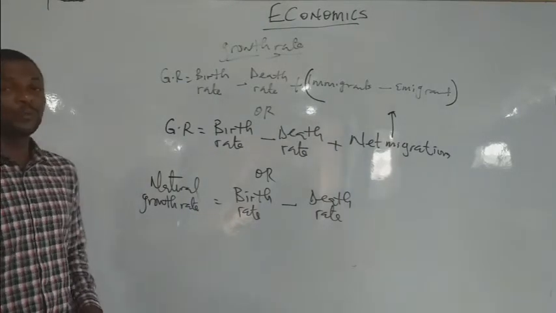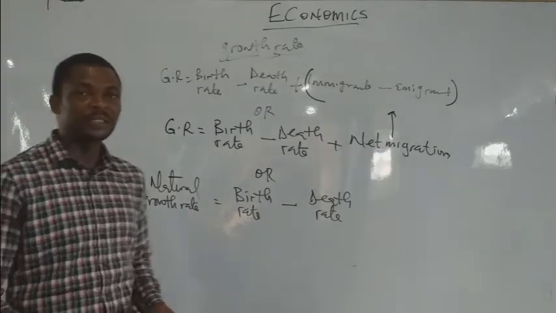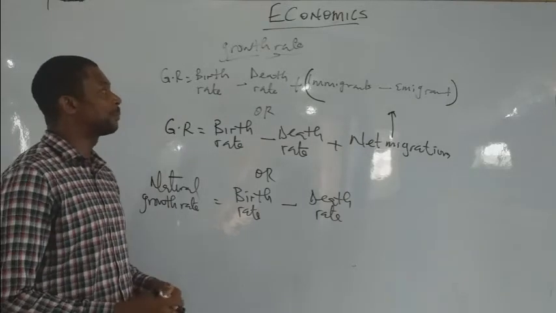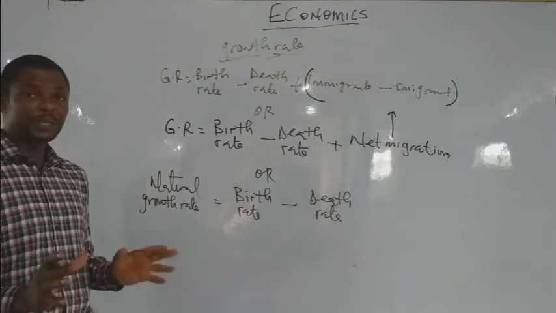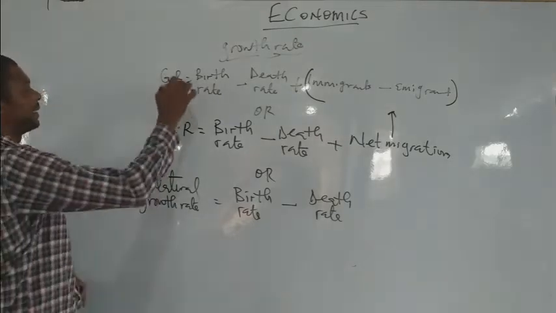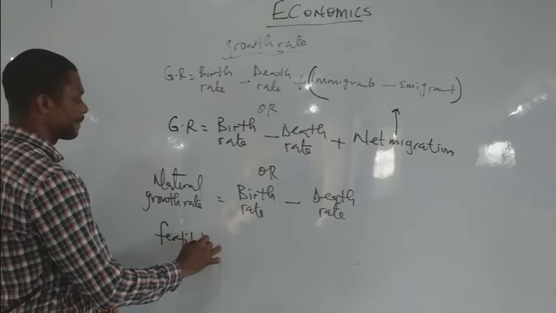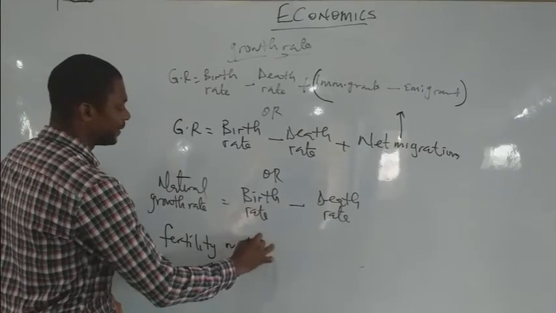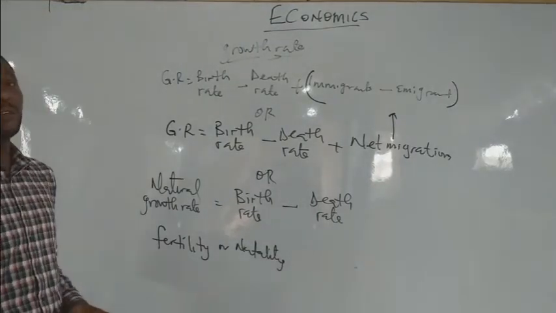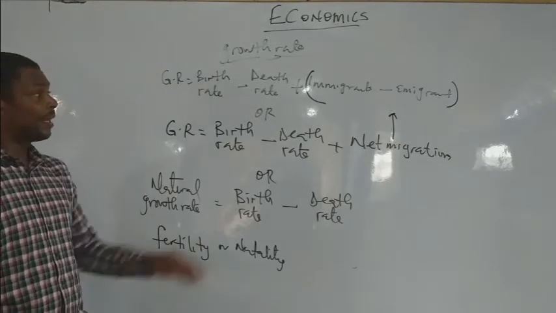But before we put it into figures, let's start with birth rate. What is birth rate? Birth rate can simply be defined as the births per thousand in a given population. And it's otherwise known as what? Fertility rates. You can equally call it fertility or natality rates. And what is the death rate?